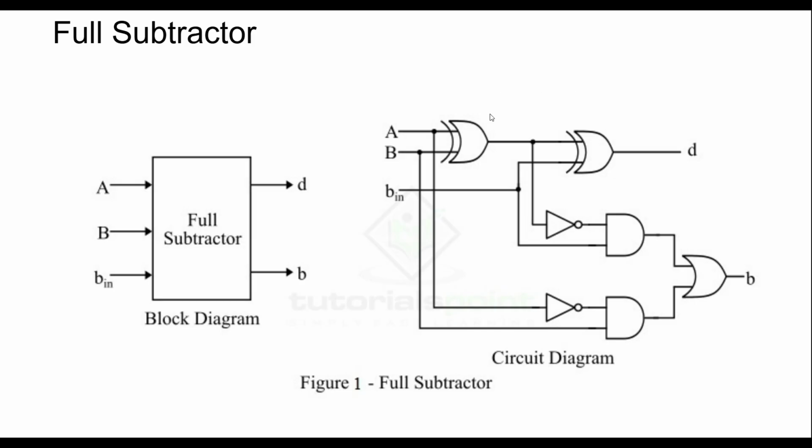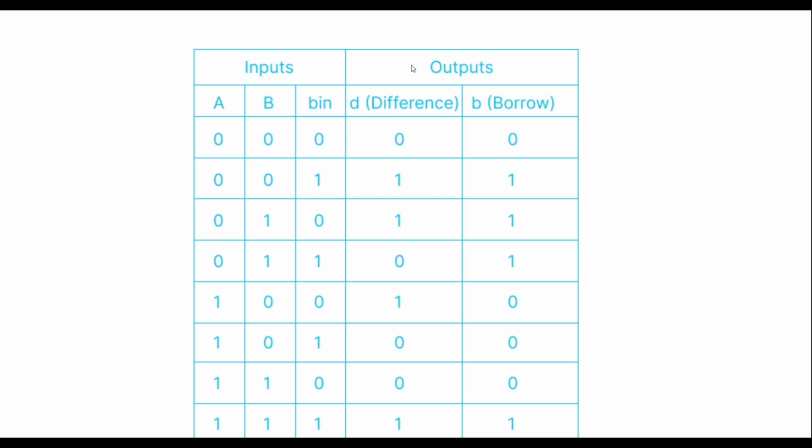Some interviewer may ask what are the gates you are using in this full subtractor. So we can say two XOR gates, two NOT gates, two AND gates and one OR gate. These are the gates we are using in this full subtractor. And this is the truth table for full subtractor.